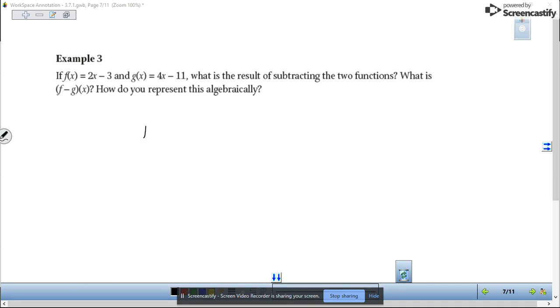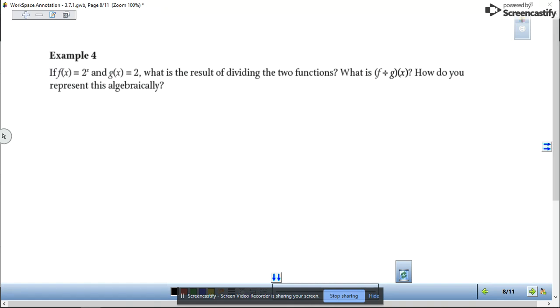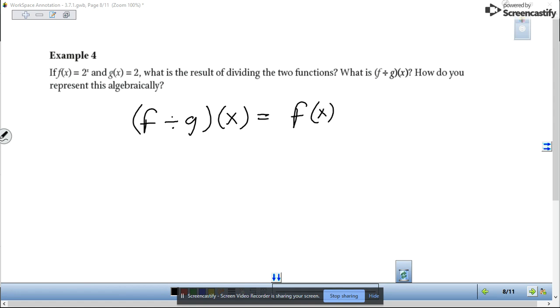All right. One more example. What about division? So this one would be f divided by g of x. And I'll show you another way you could see it written. And so what does that mean? That means f of x divided by g of x. You're a little bit less likely to see this one, but you could see f over g of x. Right? It means the same thing.